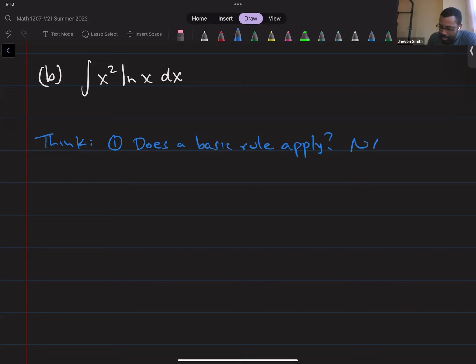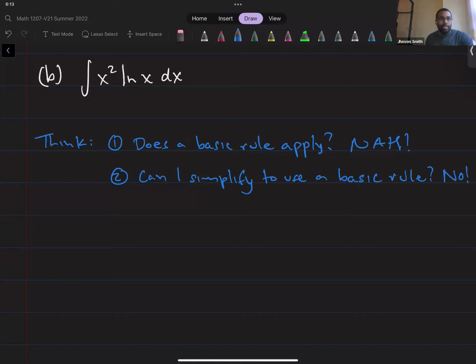And here, nah. No, a basic rule doesn't apply here. There's nothing like this in my table. Okay, so the next thing you think is, can I simplify to use a basic rule? And no. Like x squared ln x, what are you going to do to simplify this exactly? There's no algebraic trick that's going to somehow meld them together.